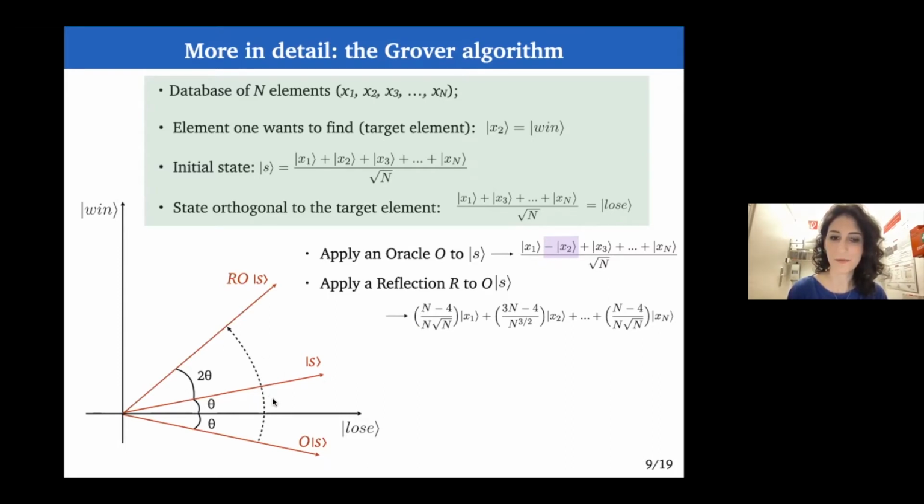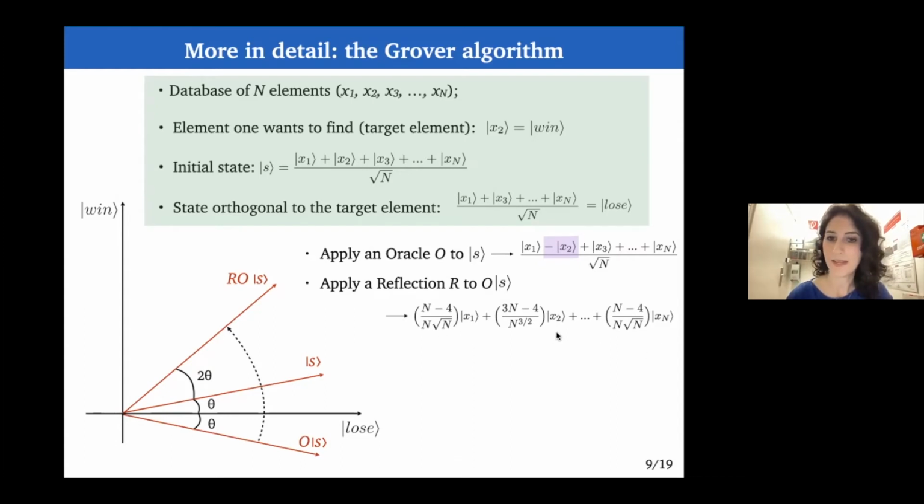This time it will be a reflection about the initial state S. So you can see here that this state is now reflected about the initial state S by an angle that is, of course, 2 theta. Okay, you can see it here. And again, if you do the math, this is the final output that you get.